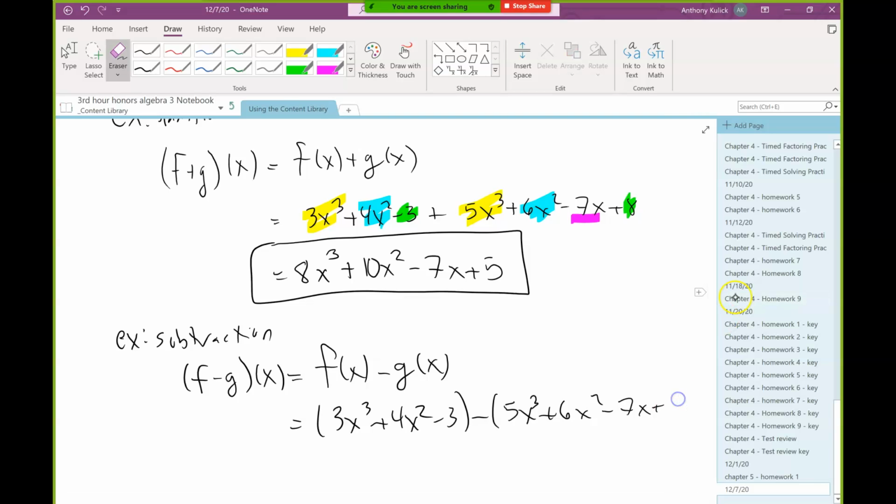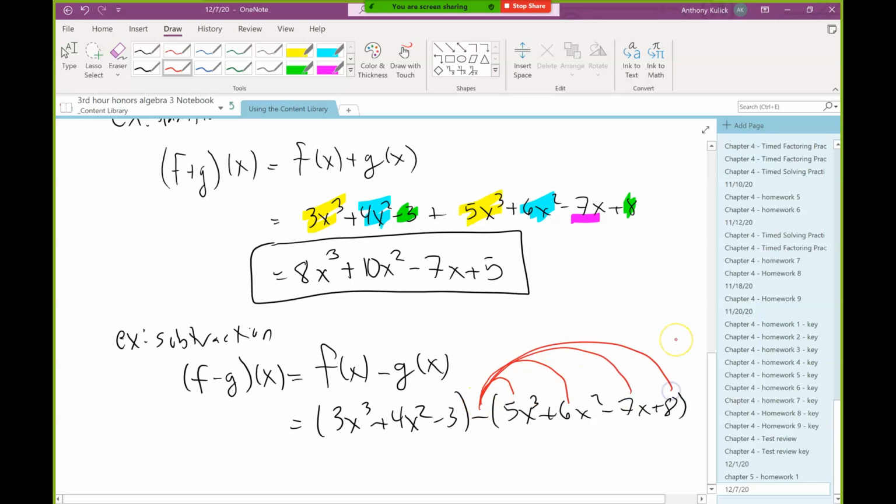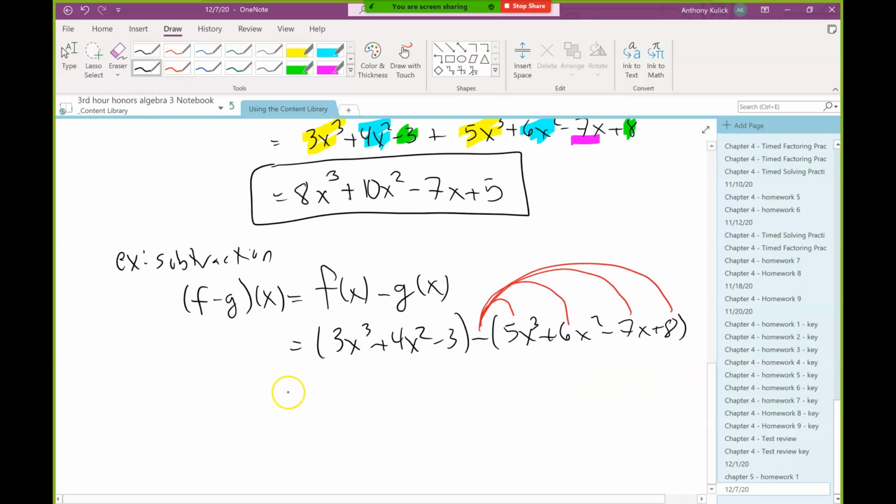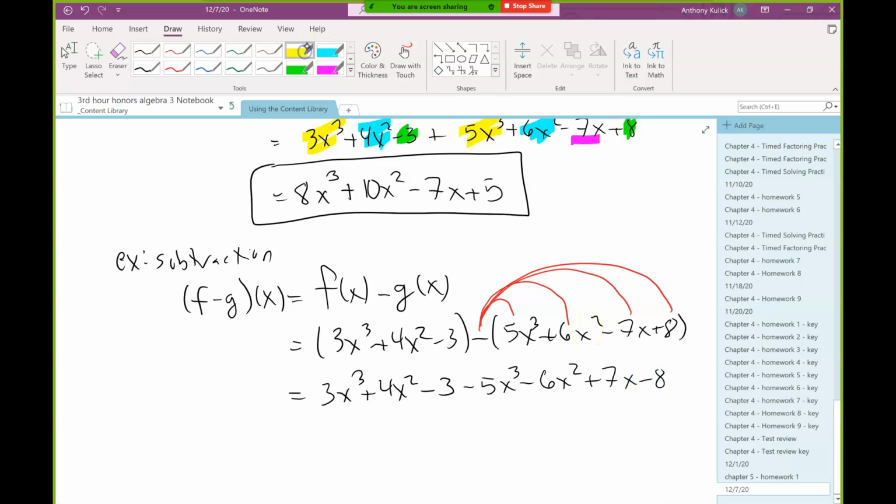But here, the parentheses definitely matter because we have to make sure that we distribute the negative across that other polynomial. We can drop the parentheses in the first polynomial because there's no symbol in front of it. There's no negative sign or anything. Well, we'll distribute that negative, and then we'll just combine like terms again.